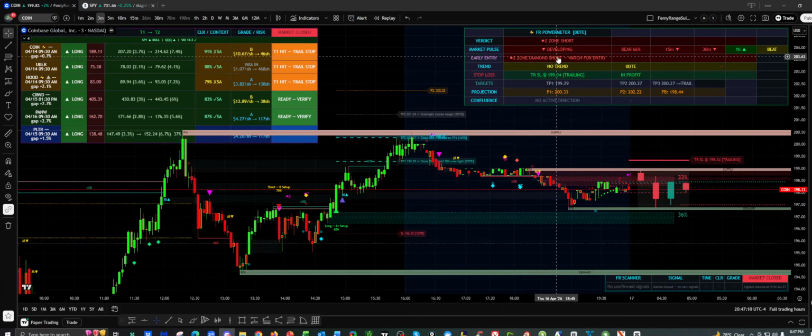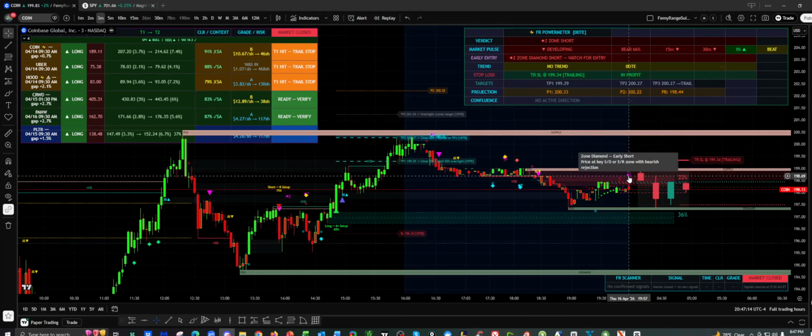So it says a Z zone diamond short, watch for entry. There's a diamond short here, which is an early short entry, which is a good thing. But it's saying you can watch for entry here. You could decide to take this trade, nothing wrong with it. You just know your risk has to be right above this Z, and then you let the trade play out.